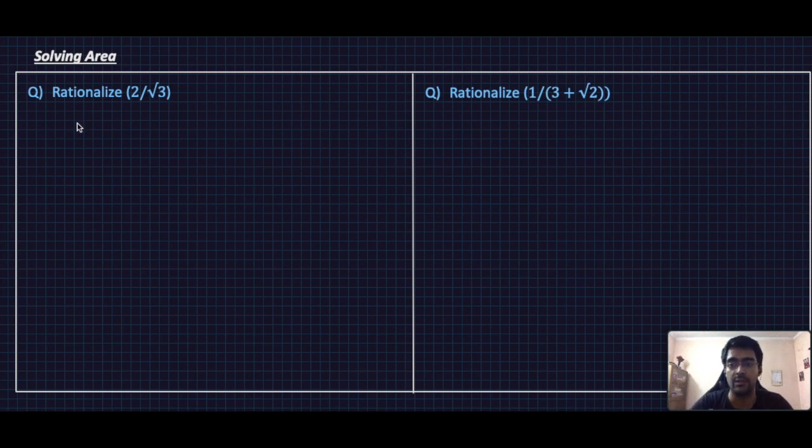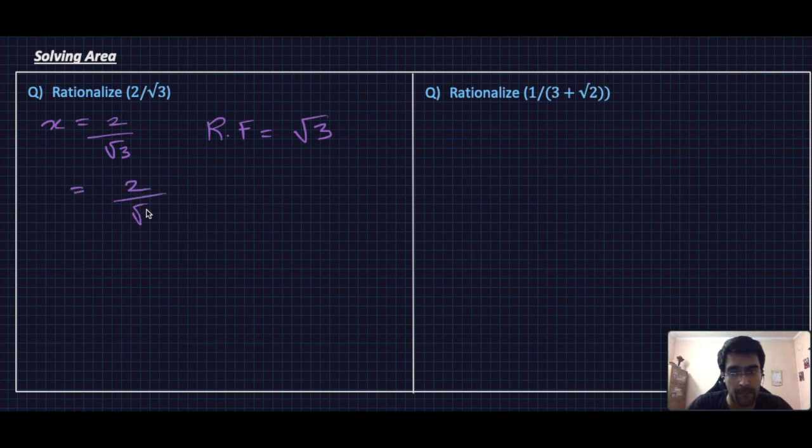So the first question is rationalizing 2 by root 3, which you can see on the left hand side of the screen. I'll just rewrite it: x is equal to 2 divided by root 3. Now, what is the rationalization factor here? Since it's a single term, we don't have any other thing. If we just multiply this expression with root 3 in both the numerator and denominator, it should retain the same answer and change the representation of the expression. So let's move forward with that.